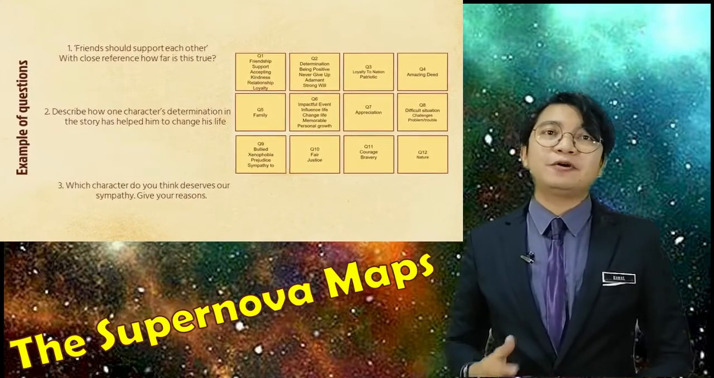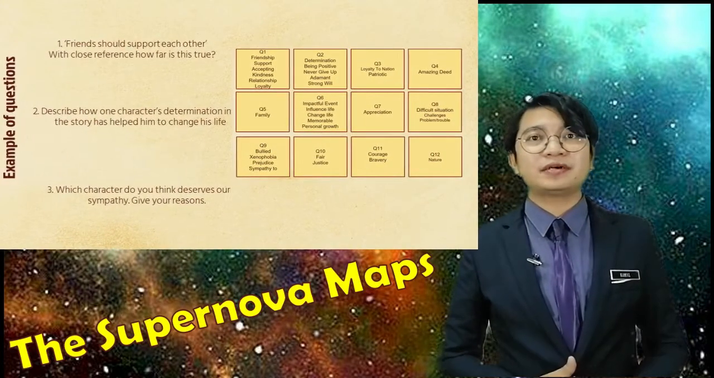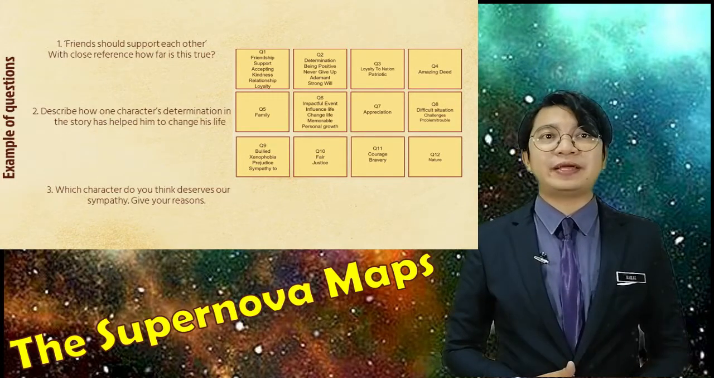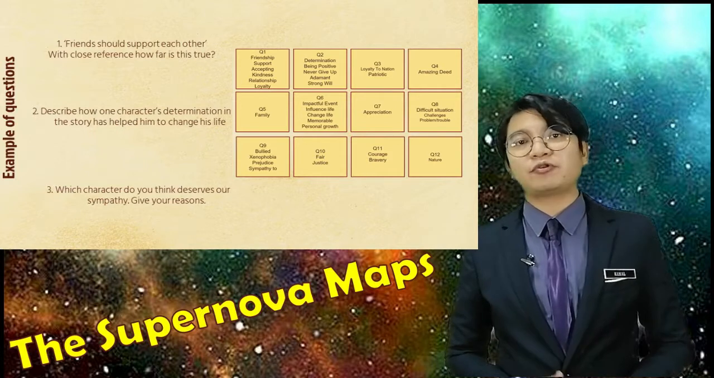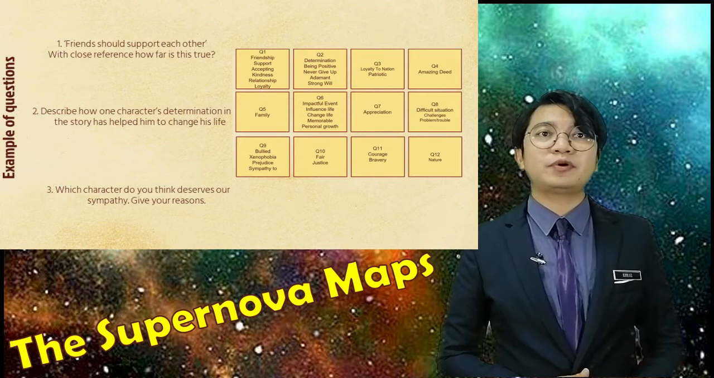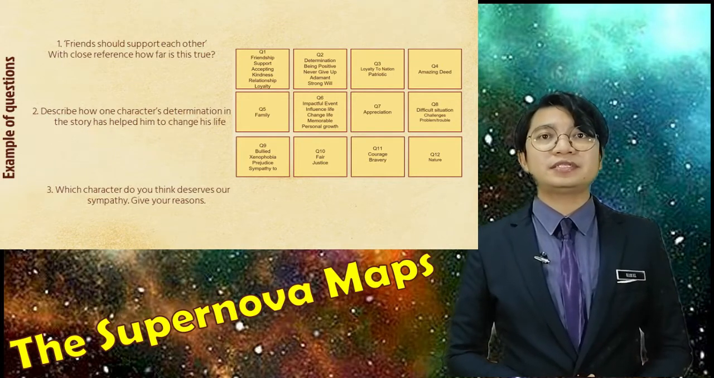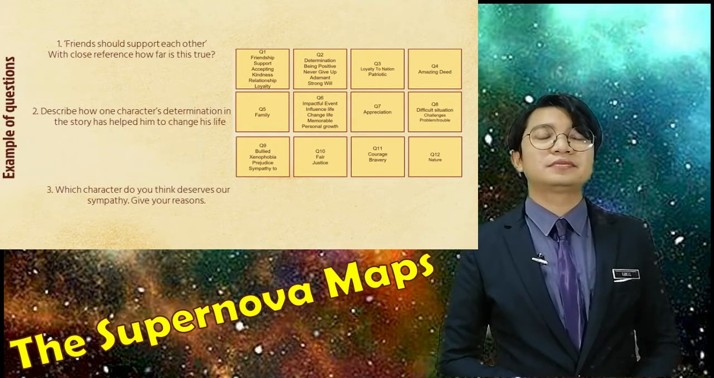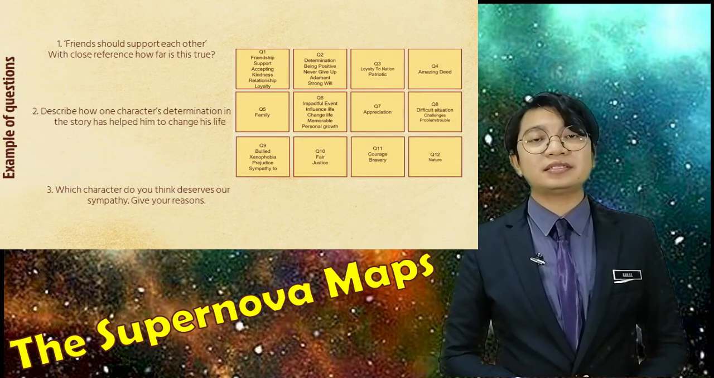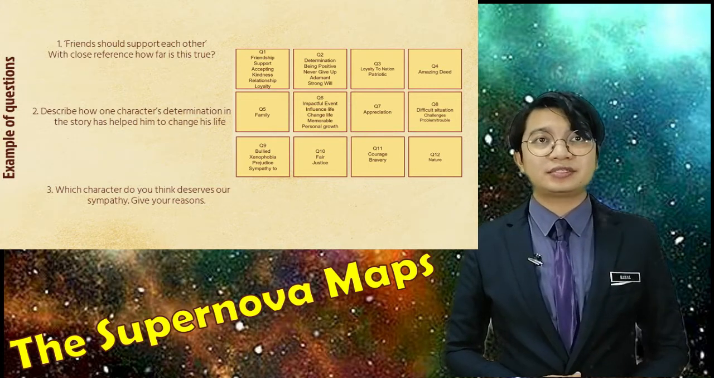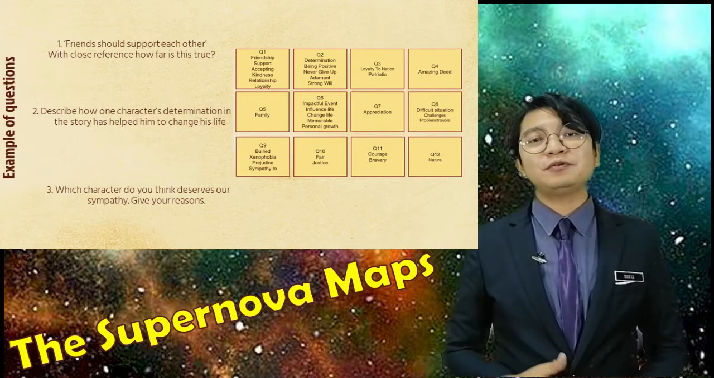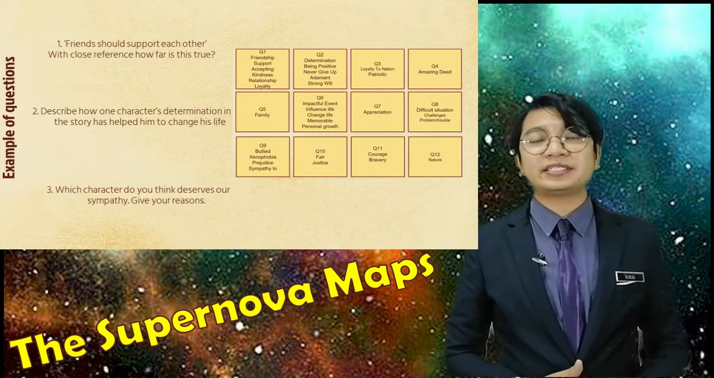Okay, now we are going to see some examples of questions on the novel and try to use the Supernova Map. Look at question 1. Question 1 asks you, friends should support each other, with close reference how far this is true. In question 2, describe how one character's determination in the story has helped him to change his life. Now, determine which cue each question refers to.